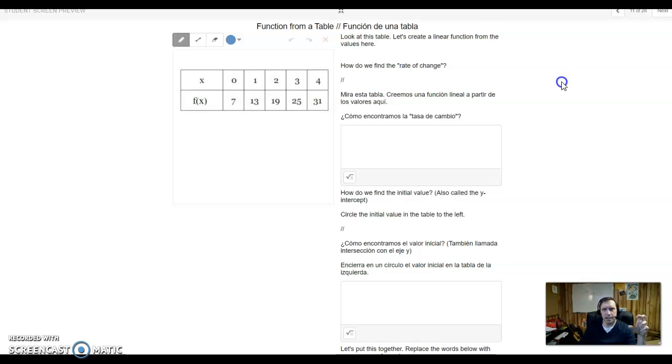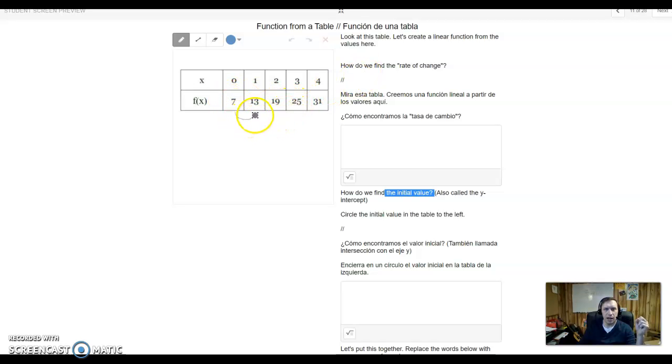So our first idea today is we're going to write a function from a table. And so in order to do that, we need two pieces. First, we need the rate of change. Second, we need the initial value. And so these are arithmetic sequences, okay? And so we're going to create a function from an arithmetic sequence.